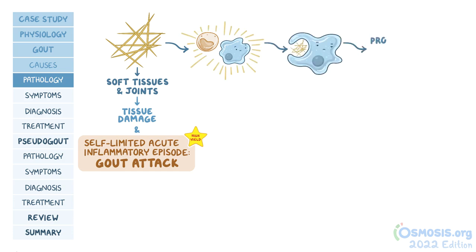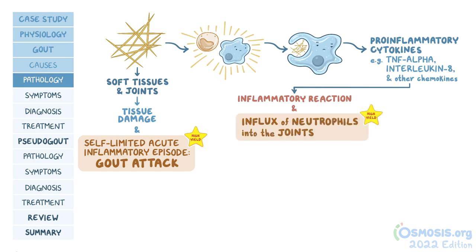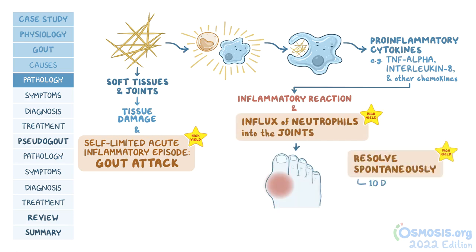This leads to the release of pro-inflammatory cytokines like TNF-alpha, interleukin-8, and other chemokines into the surrounding area, triggering the inflammatory reaction and an influx of neutrophils into the joints, resulting in joint damage and symptoms of acute gout. These episodes resolve spontaneously in around 10 days, possibly mediated by anti-inflammatory cytokines.